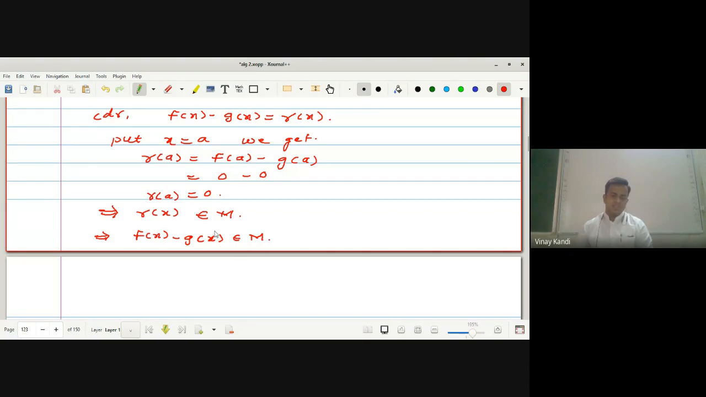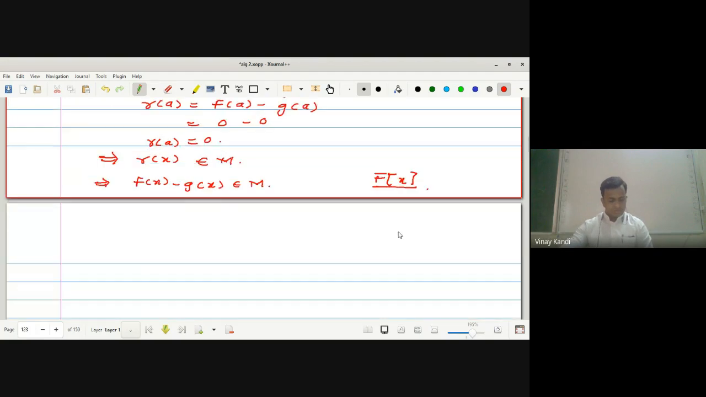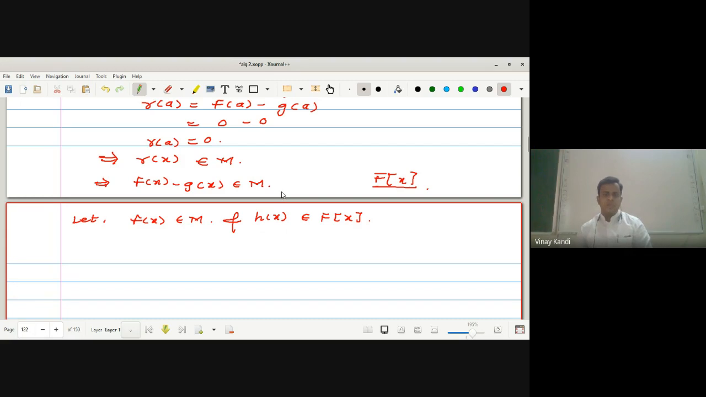So hence here M, the collection of all polynomials such that f of a is equal to 0, is an additive subgroup of the ring of polynomials F of x. Now the second condition of ideal: f of x belongs to capital M and h of x belongs to F of x. Their product f of x into h of x must belong to M if M is an ideal.